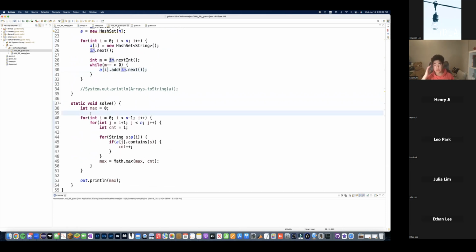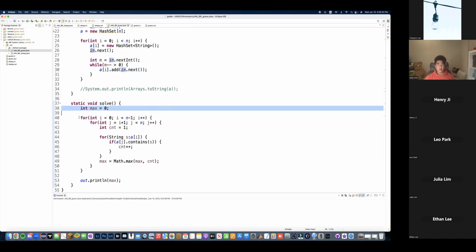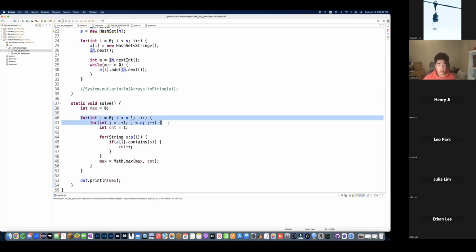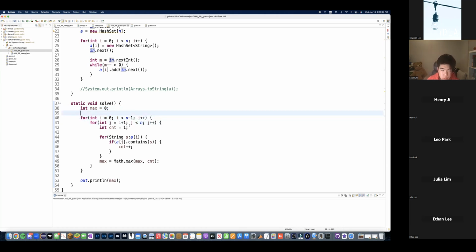So knowing this, we need to find the maximum number of times we want to say yes. So we make a variable max. And then we make this nested for loop. i only goes up to n minus 1 because j goes from i plus 1, and with that logic, j will go all the way up to n. Because what we're doing is starting at that integer and comparing it to everything after it, and we go all the way to the end, next one, and so on.